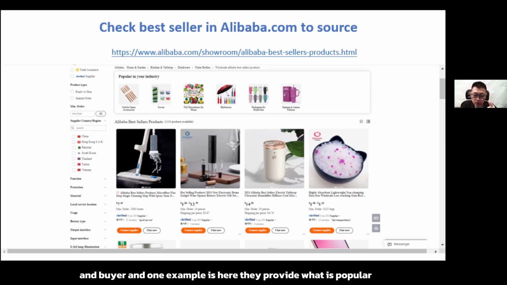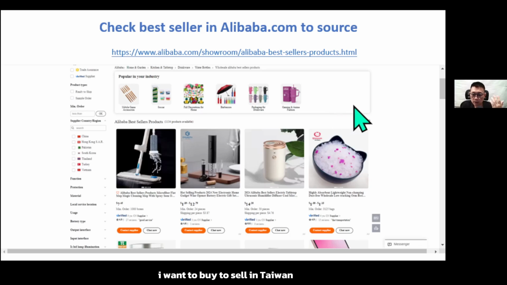And one example is here. They provide what is popular, what is best selling, the top products. So if you're a customer, a consumer, you may wonder, I have to sell something in my store, but I don't know which one will be hot, which one I can make money from. I want to search for something new, something my customers will be interested in. I want to buy to sell in Taiwan, in Vietnam, in Thailand, in Japan. So I visit the website. The website provides this good service, the top 10 best-selling products.